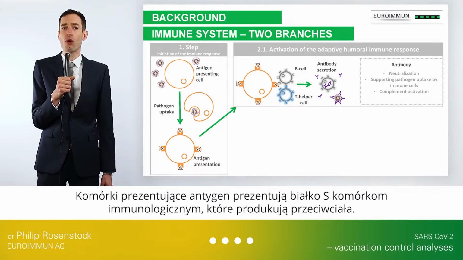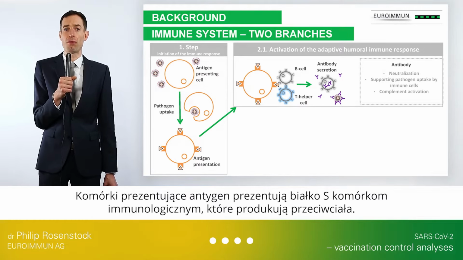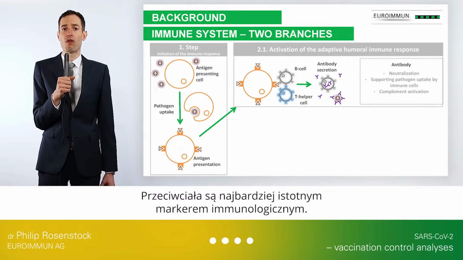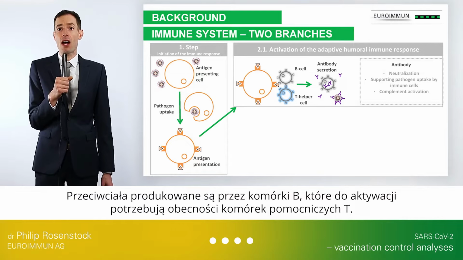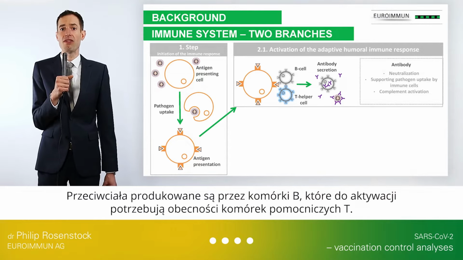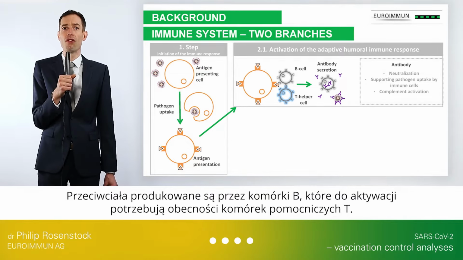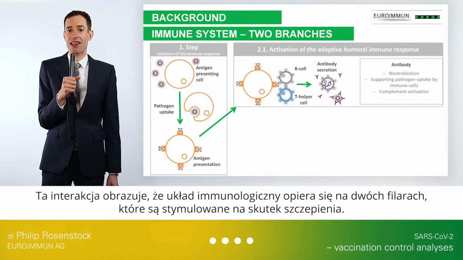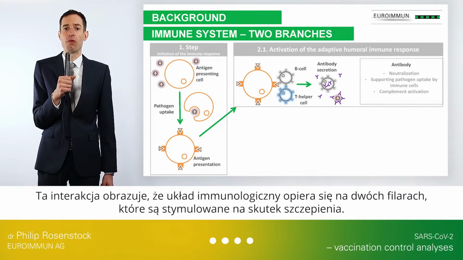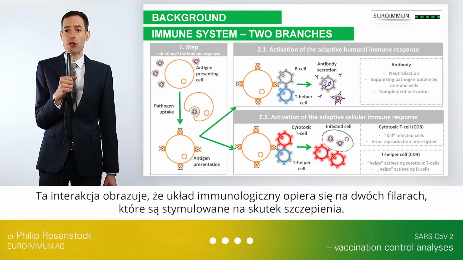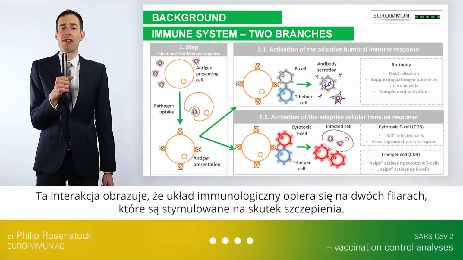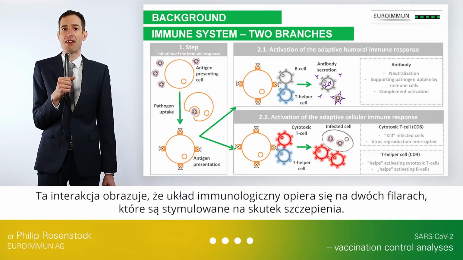So, of course, the focus is always on antibodies. The secretion of antibodies is, of course, the most prominent immune marker. Antibodies are secreted by B cells, but B cells cannot be switched on alone. So they also need T helper cells. And this interaction highlights that the immune system has two branches that are stimulated after vaccination. And of course, these two branches go hand in hand.